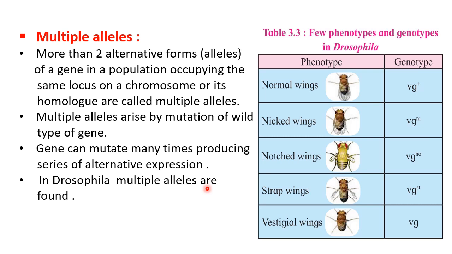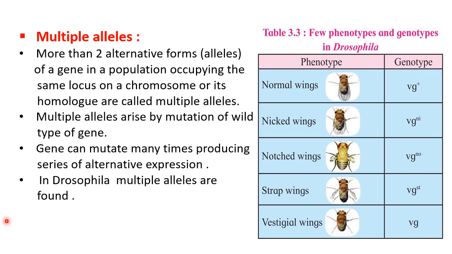Different alleles in a series show dominant recessive relation or may show codominance or incomplete dominance among themselves, while wild type is dominant over the other mutant alleles. In Drosophila fly, a large number of multiple alleles are found.